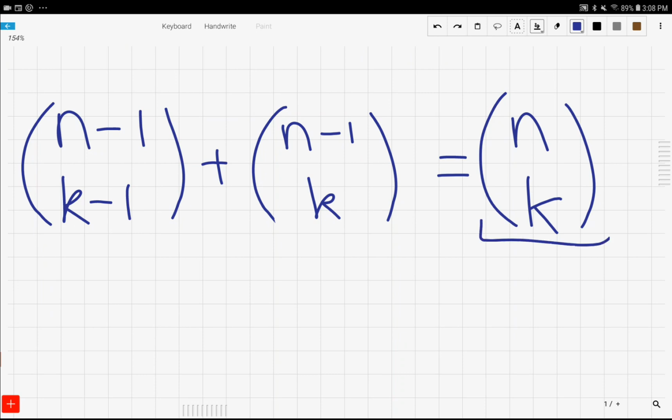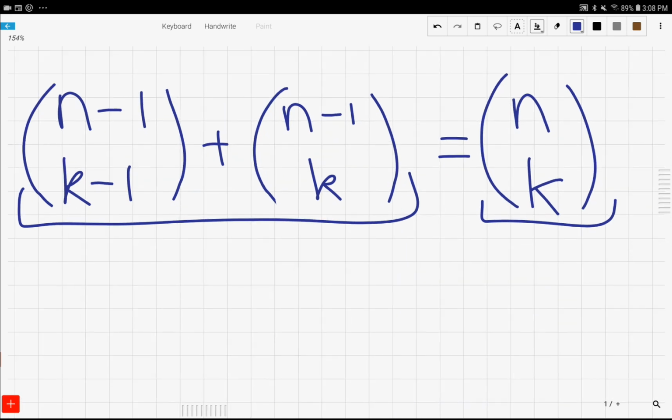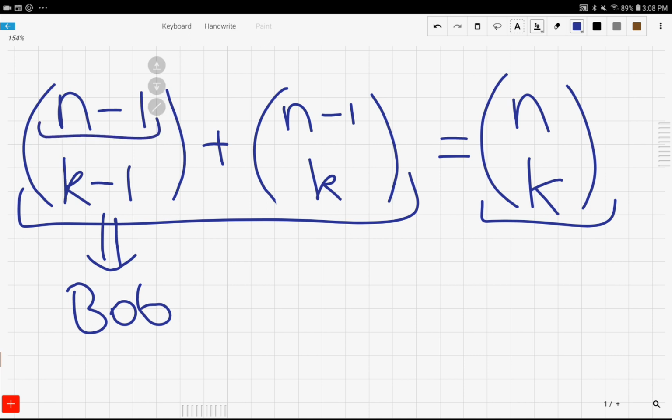So, we know that this means the number of ways to choose k people to form a committee from n people. And for this side, we're going to imagine that there's a person named Bob. And this, as we can see, will count the number of committees that have Bob in them. So, since Bob is automatically on the committee, then there's only n minus 1 people to choose from. And since Bob is already on the committee, we only have to choose k minus 1 people.